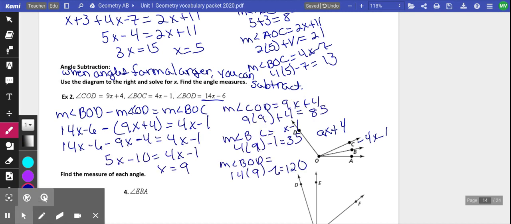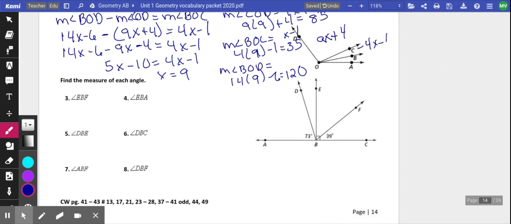Okay, so I did my algebra there. I came up with x equals 9. I then substituted into COD and found out COD is 85. Substituted into BOC and found out BOC is 35. And BOD and found out BOD is 120.